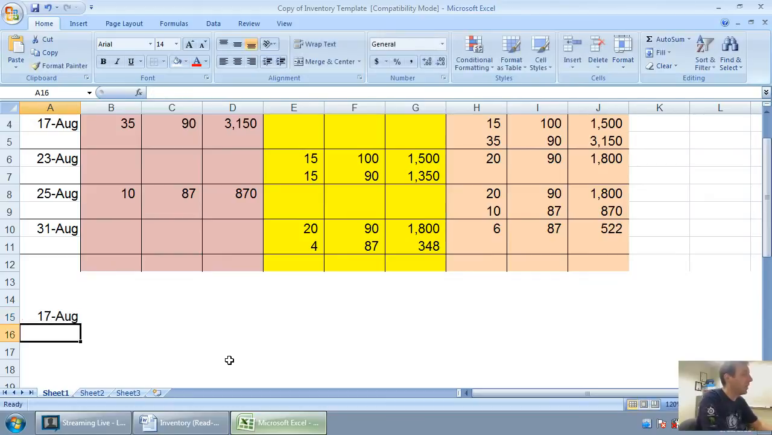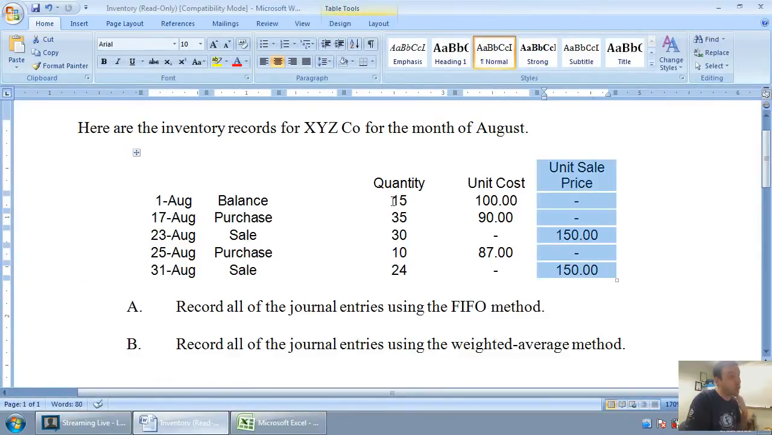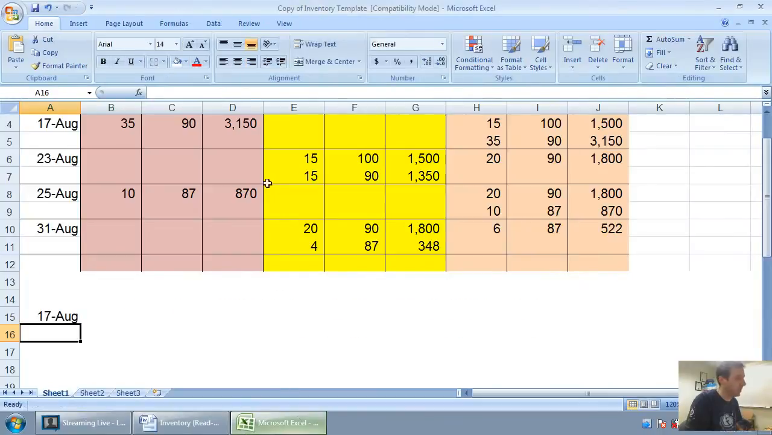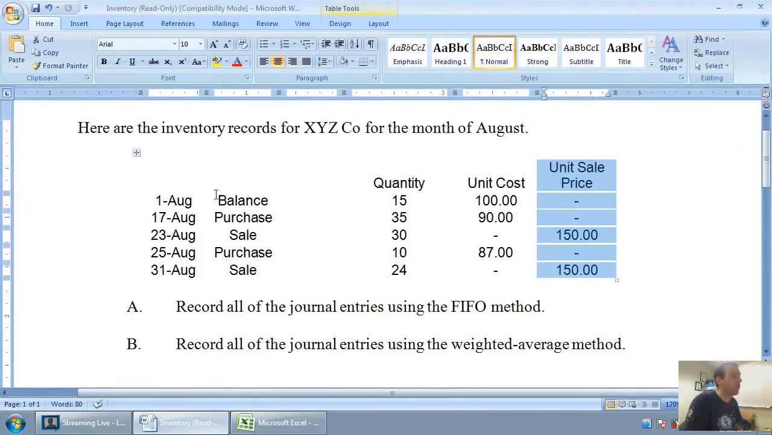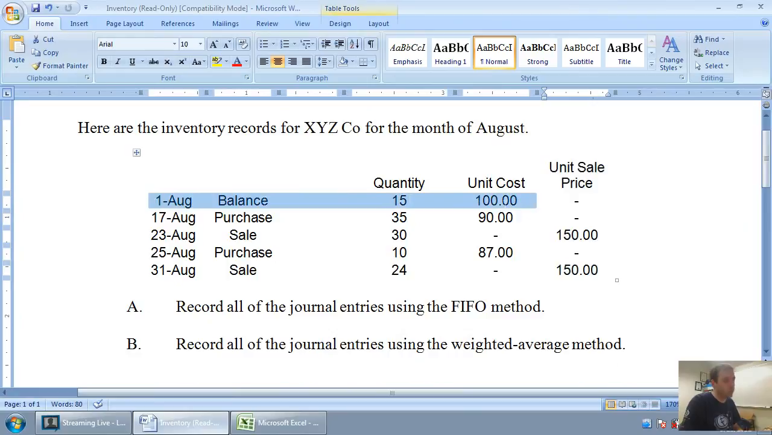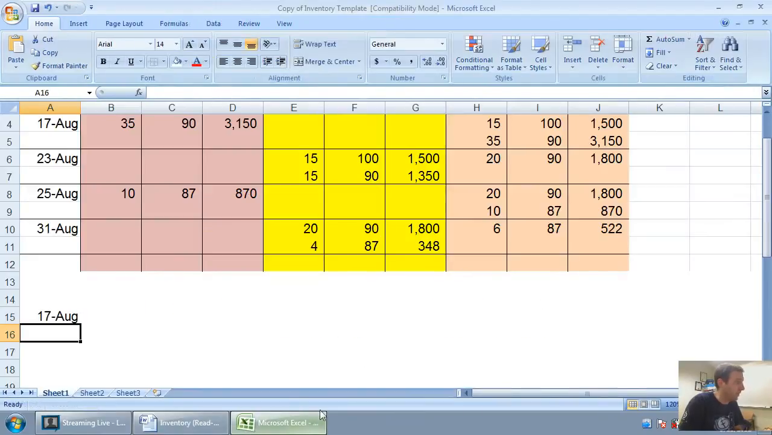So on August 17th, you can see that we bought some inventory. It was a purchase of $3,150 worth of inventory. Again, we purchased 35 units at 90 bucks, and 35 times 90 is $3,150. Now, there's no journal entry for August 1st. That's a beginning balance, a balance forward. We only make journal entries for purchases and sales here.